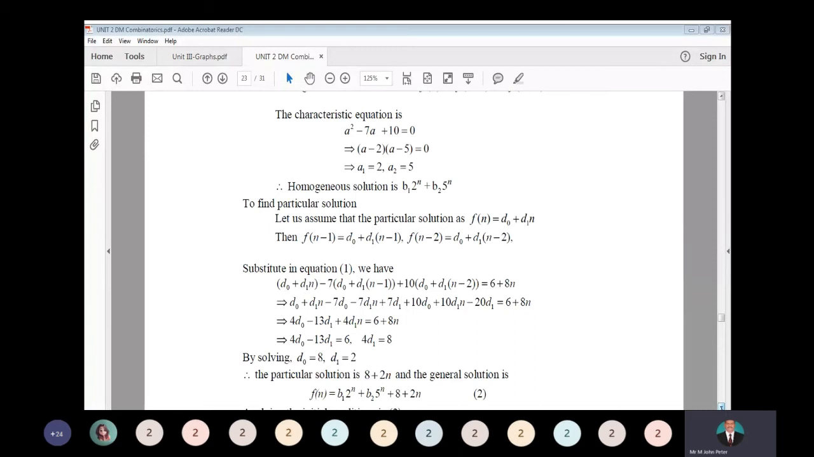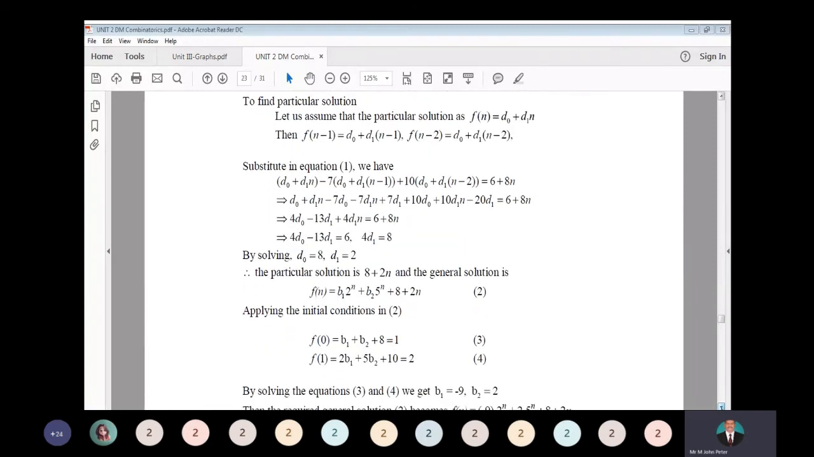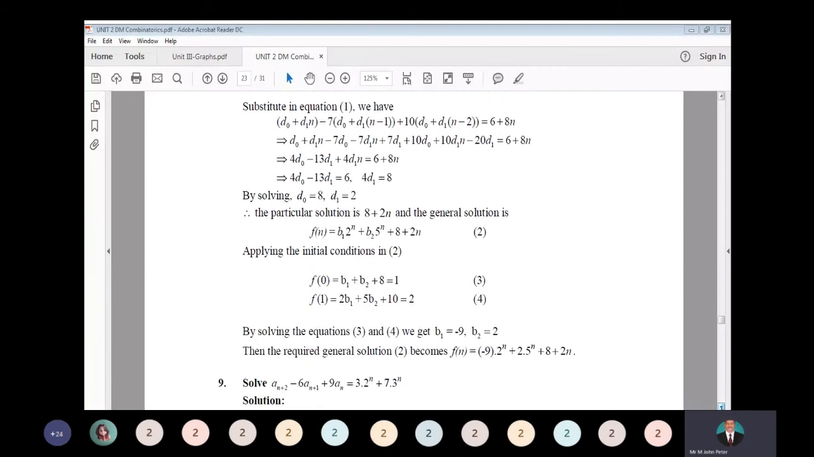So d1 equal to 2 in the equation 4 d0 minus 13 d1 equal to 6, you will get d0 equal to 8. So hence the particular solution becomes 8 plus 2n. Here the initial condition is also given. So the solution of f of n is b1 into 2 power n plus b2 into 5 power n plus 8 plus 2n. Apply the initial conditions: f of 0 is equal to b1 plus b2 plus 8 equal to 1. f of 1 is equal to 2 b1 plus 5 b2 plus 10 equal to 2.